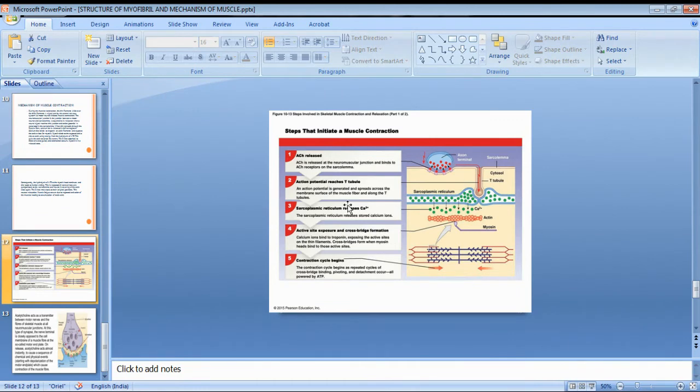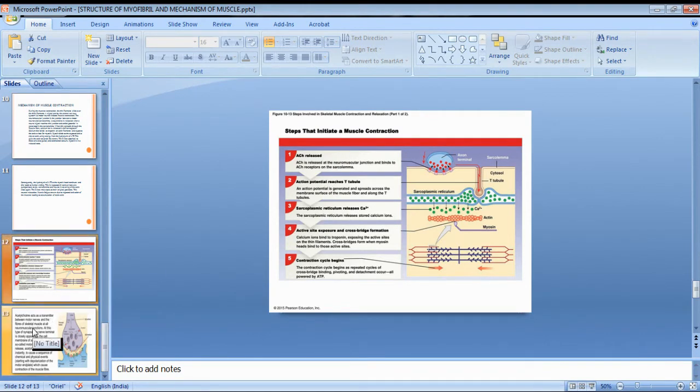Okay, the Z lines move back to their original positions. This causes relaxation. Muscle fatigue occurs due to the repeated activation of muscles, leading to the accumulation of lactic acid.